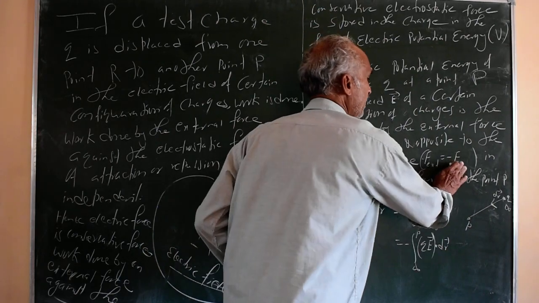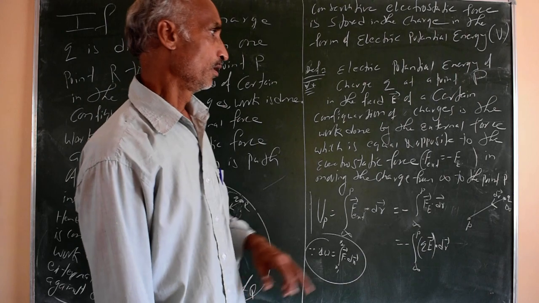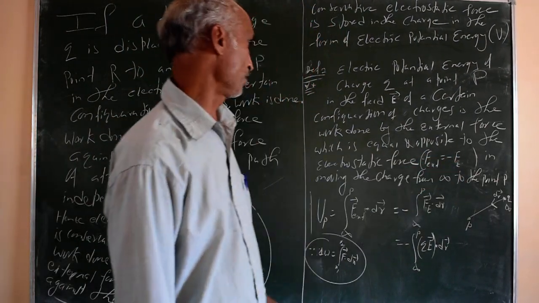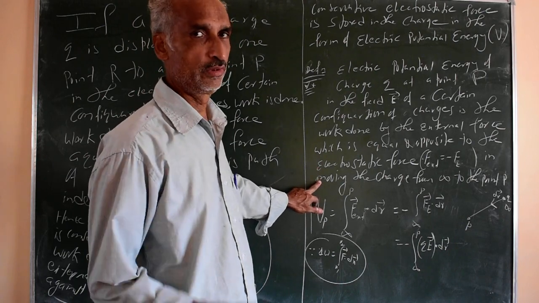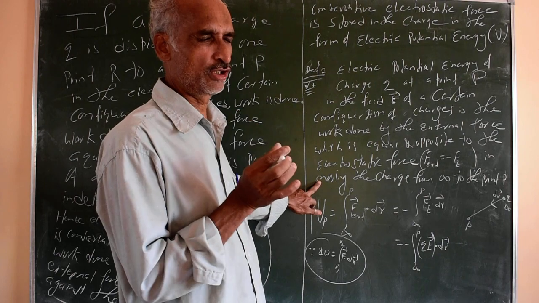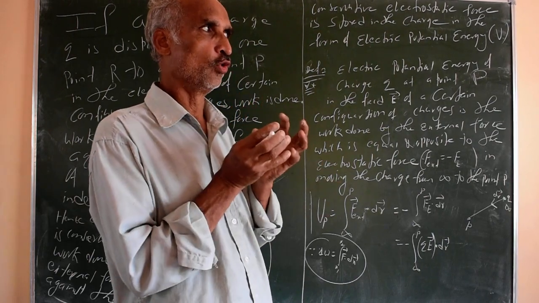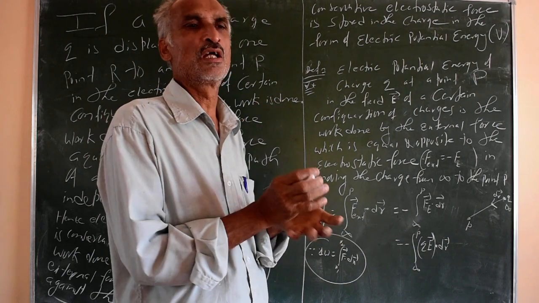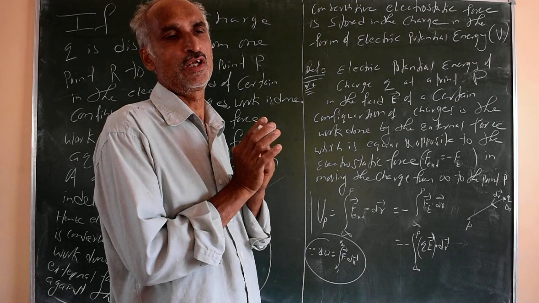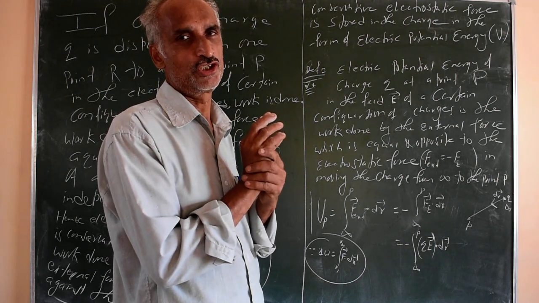Fe means electric force, capital F, capital E. Minus means equal and opposite: both are equal in magnitude but opposite in direction. In this, the point is important. The electric potential energy of a charge Q is actually the work done when the charge Q is moved in the field of a certain configuration of charges, and automatically the charge gets the potential energy.